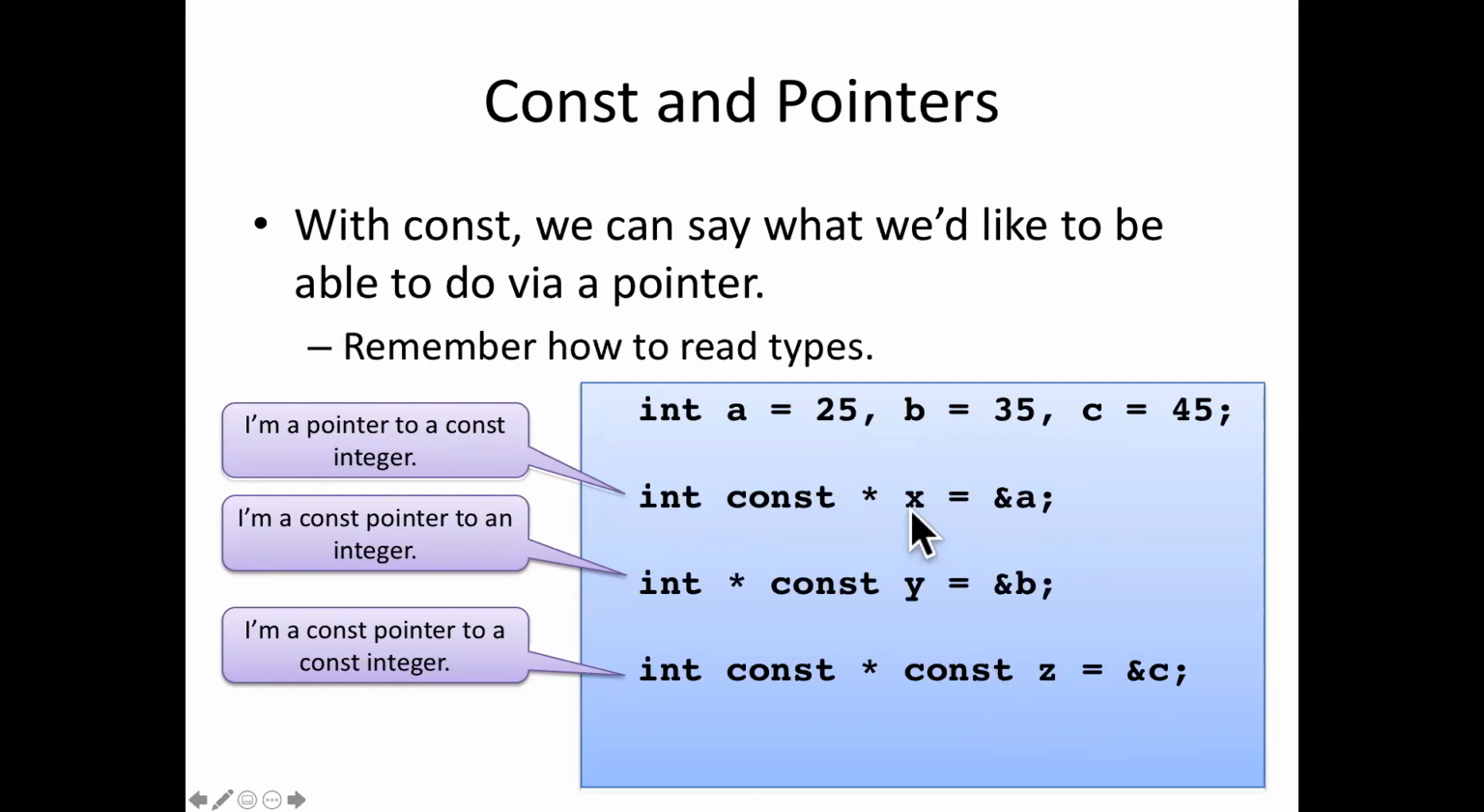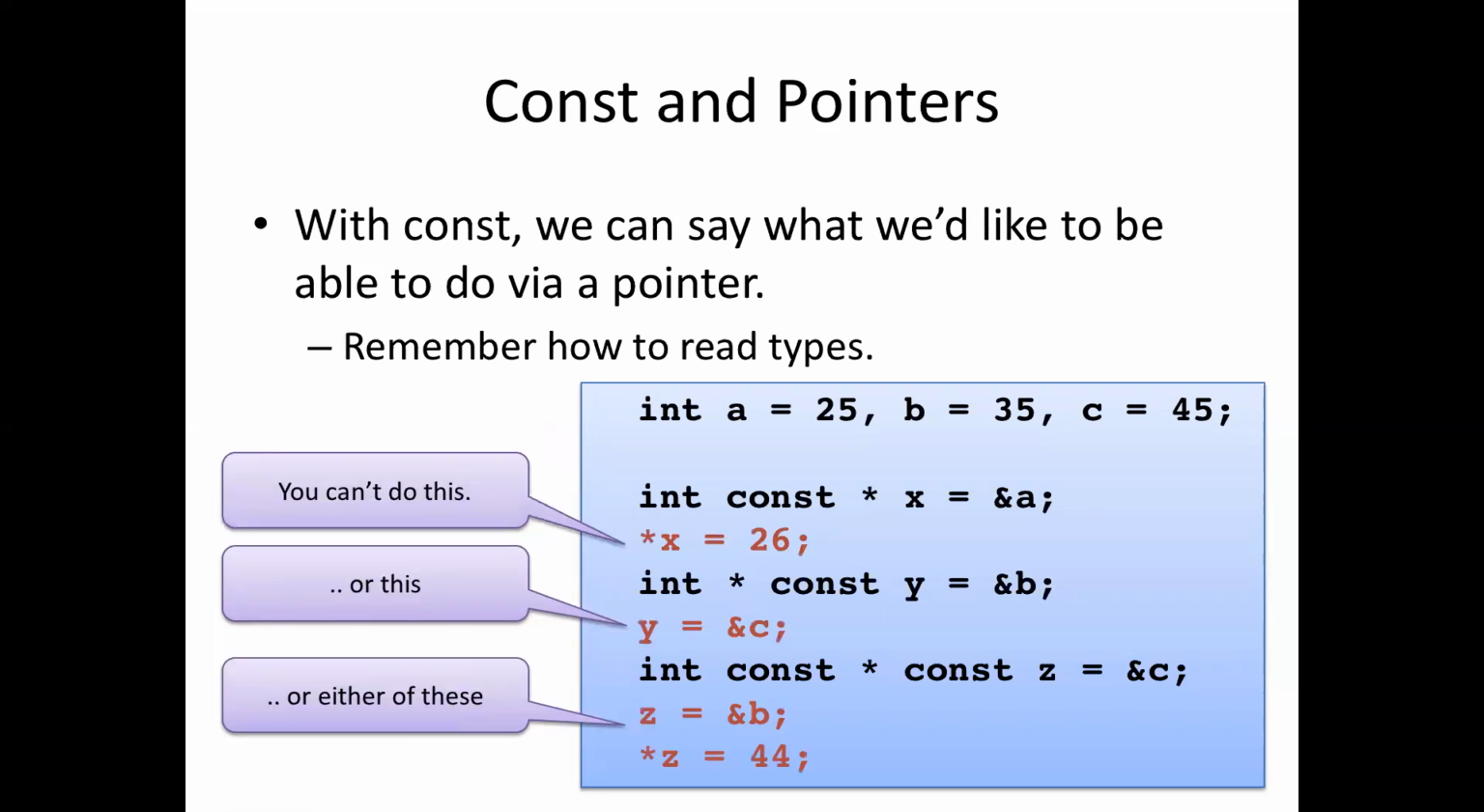You can read them. X is a pointer to a constant integer. Well, it's a pointer to a constant integer, so you can't change the integer. You can't change the thing it points to, which means this line of code won't work. It won't compile. If you say, take X, give me the thing it points to, and put something else in there, the compiler is going to complain because you said, I want X to be a pointer to a constant integer. So it won't let you change the integer it points to.